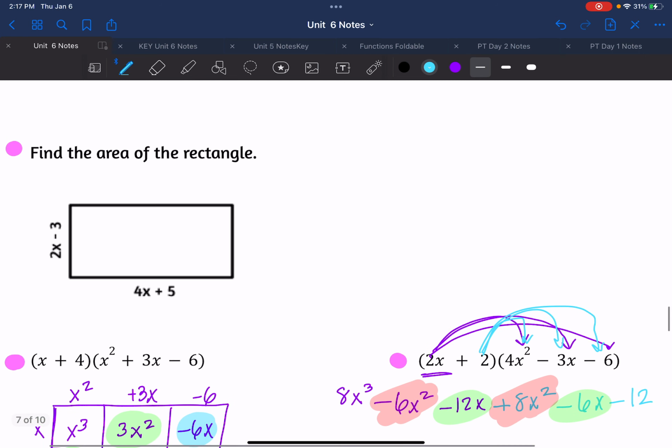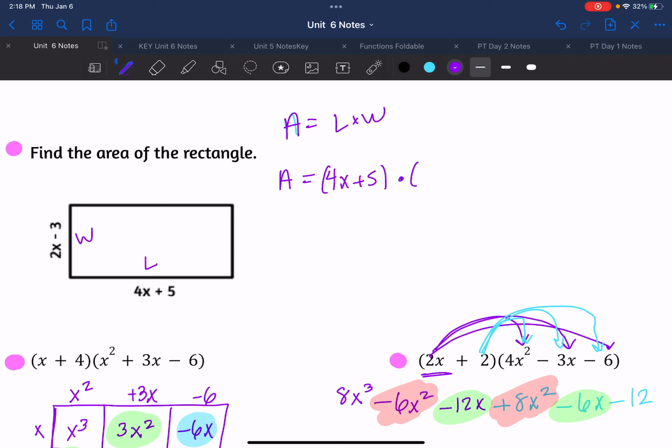Now let's think about this real quick. If I have a rectangle and I'm trying to find the area, it is equal to length times width, right? Length times width, or base times height, whatever you want to call it. So let's call this my L, we'll call this my W. Now what I need to do is multiply these, right? So to find my area, it would be 4x plus 5 times 2x minus 3. If I was to find my area, you would take one side and multiply it by the other side. This is what you would do.